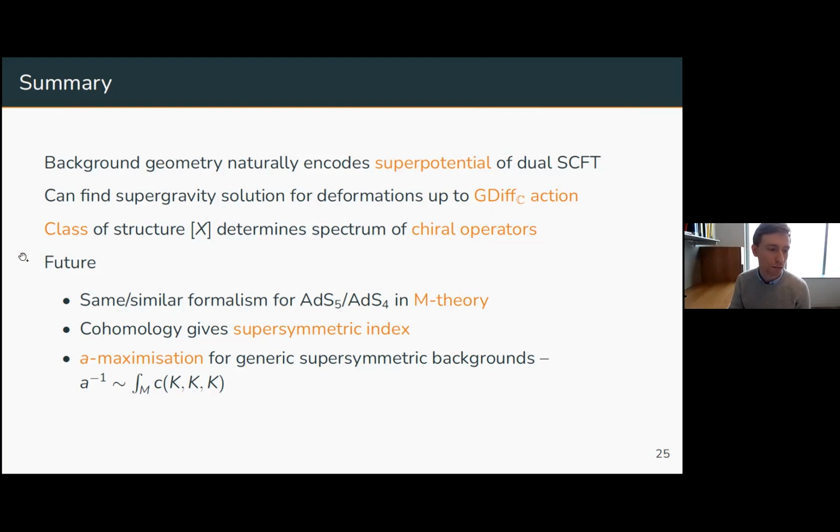So just some ideas for the future. Similar formalisms work for AdS5 and AdS4 compactifications in M theory, where you can think about A maximization or F maximization there. This cohomology that I told you about gives a very natural definition of a supersymmetric index for generic flux backgrounds, which should tell you something interesting about how to think about moduli for these backgrounds. And finally, A maximization should be very nicely described for these generic supersymmetric backgrounds. In particular, this structure K precisely captures this A anomaly coefficient. Okay, thank you.